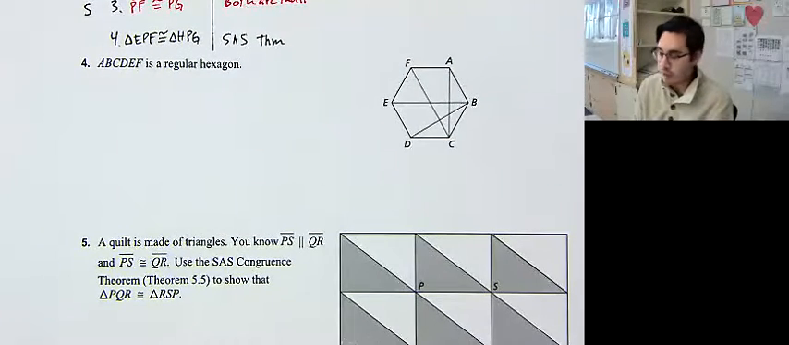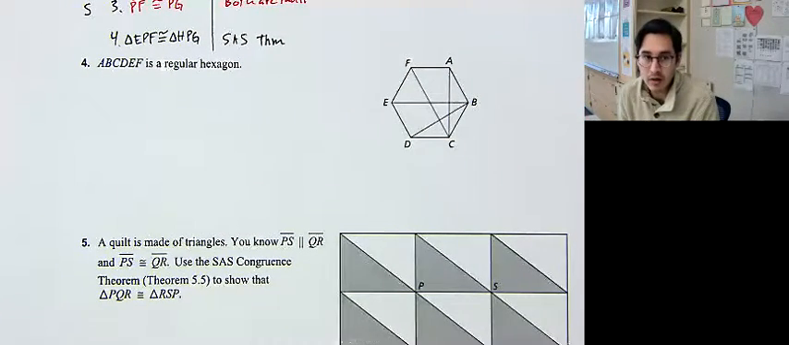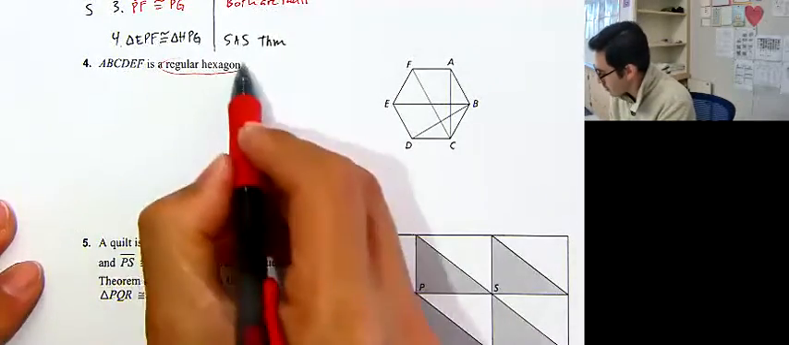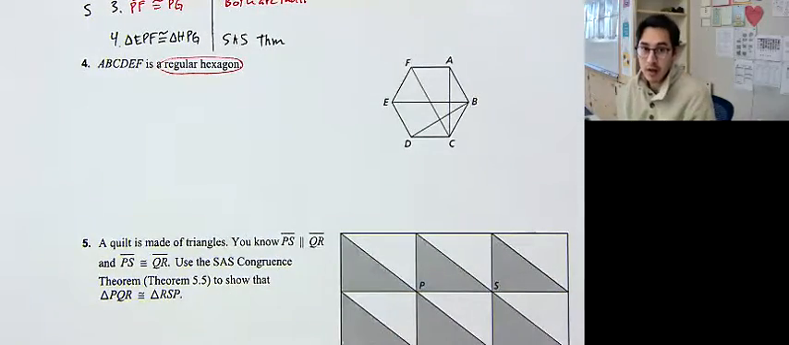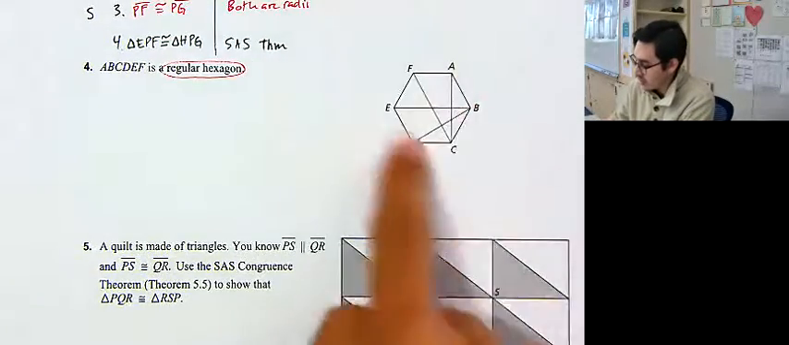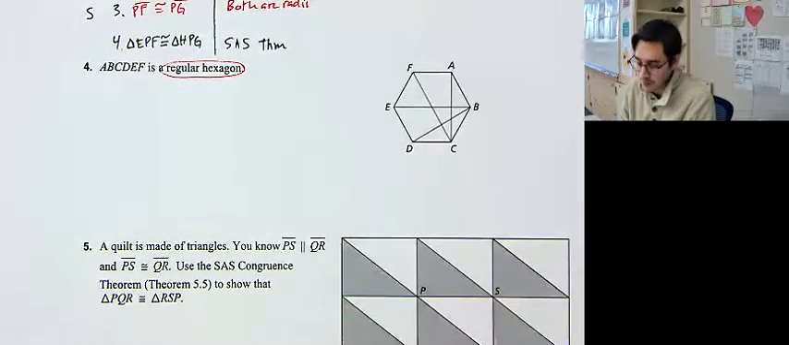All right, this is video number 4. We're doing example number 4 here of the side angle side lesson. So we have a regular hexagon. That's going to be very important for this proof. And we want to find two triangles within this hexagon that are congruent.